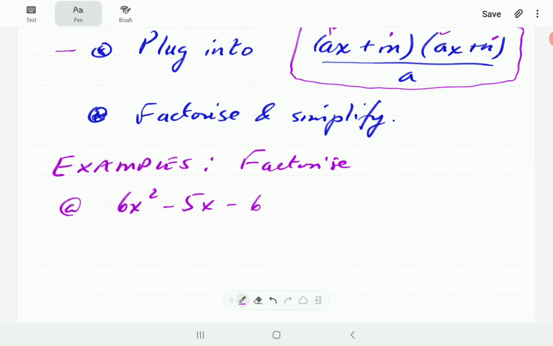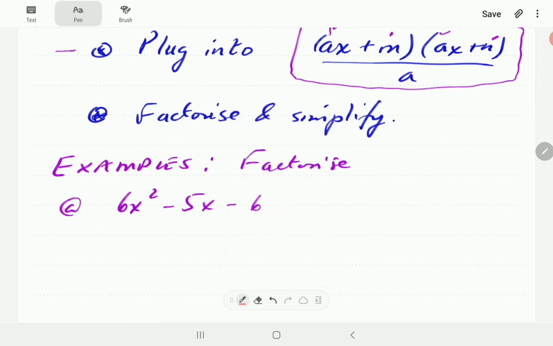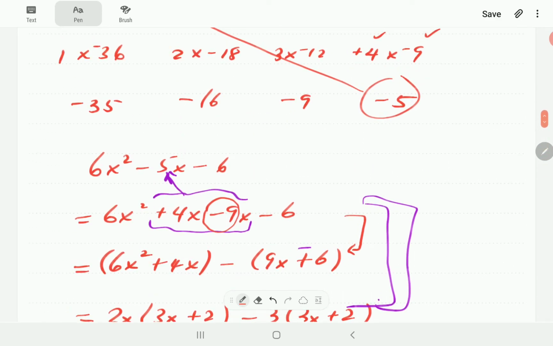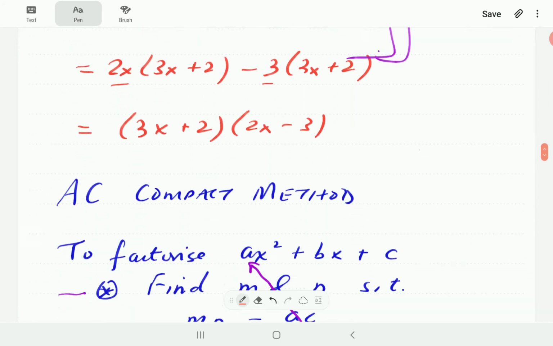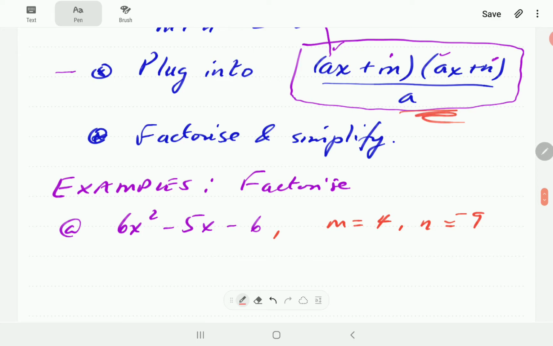Now from the previous working, we know that for this example already, m and n are equal to 4 and negative 9. So m is equal to 4 and n is negative 9, because we've just found them here. So that step is going to be exactly the same. So all we're going to do now is plug this into this formula here and see how things work out this time.